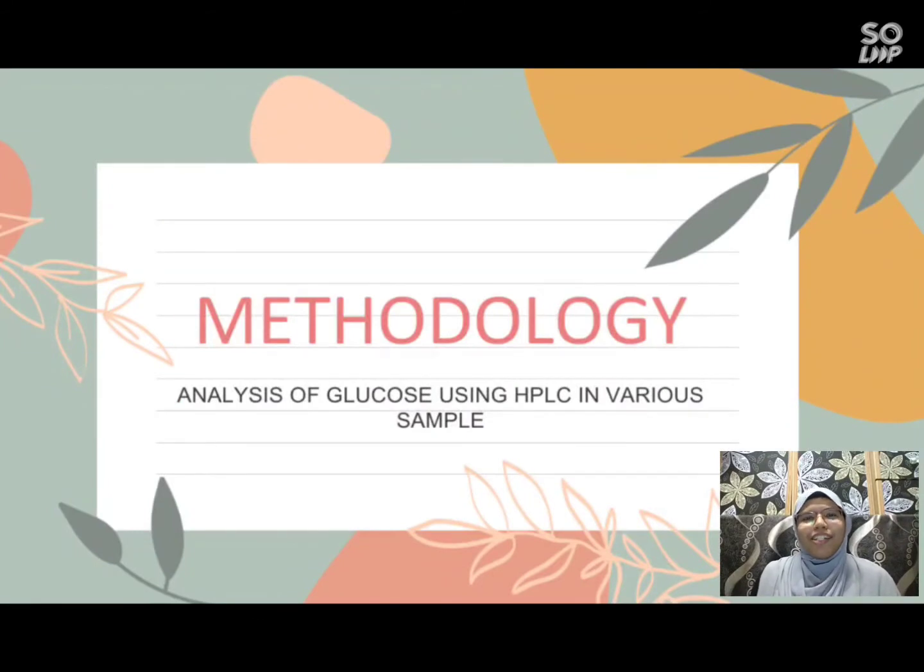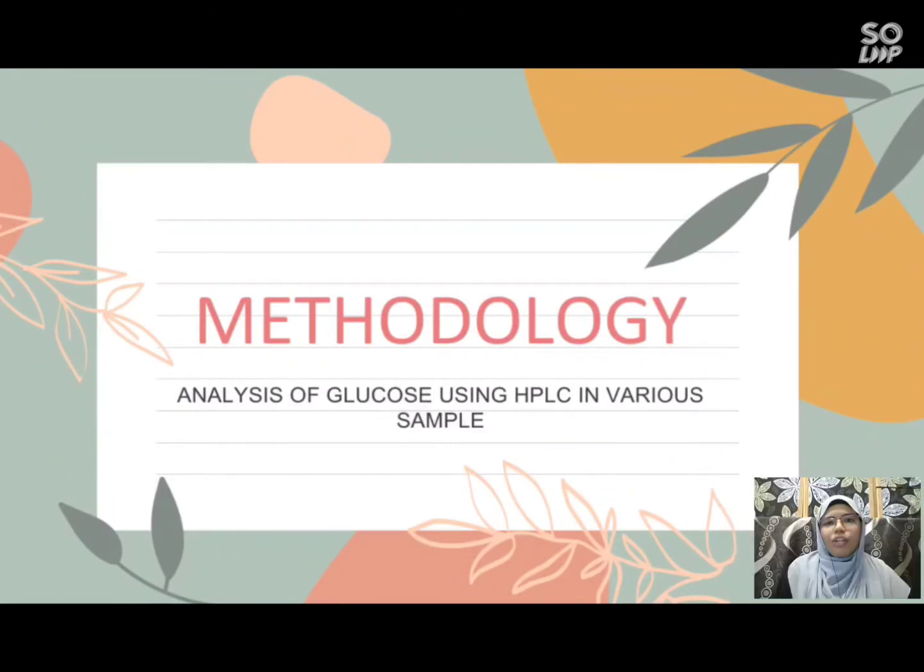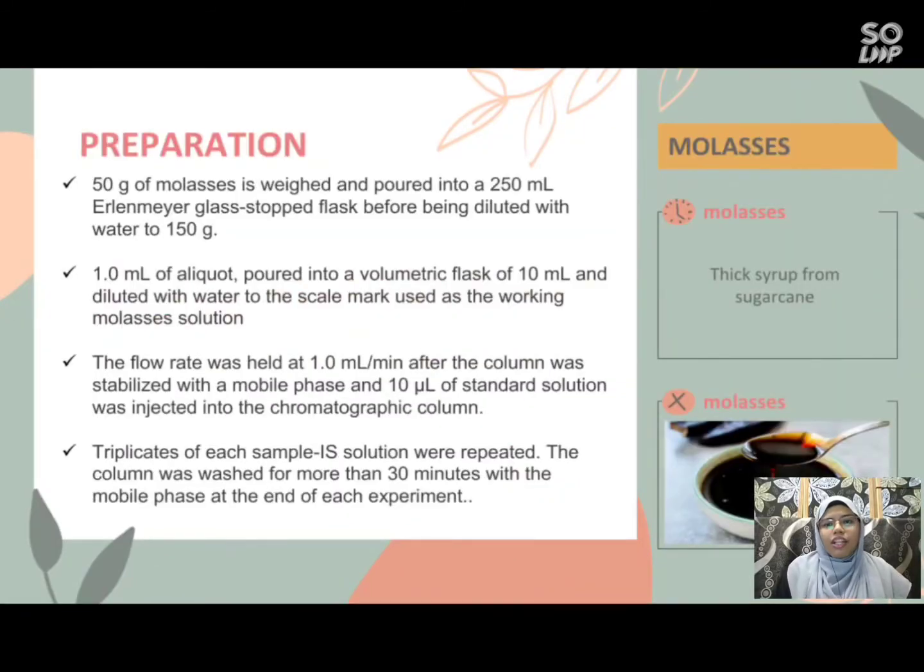Hi and Assalamualaikum, I'm Nurin Atika and now I will be moving on to the methodology of the analysis of glucose using high performance liquid chromatography, HPLC analysis, in various samples. In this experiment, we are using 4 samples which are molasses, goji berry, set honey and royal jelly. The first sample is molasses. Molasses is a thick syrup that comes from sugar cane.